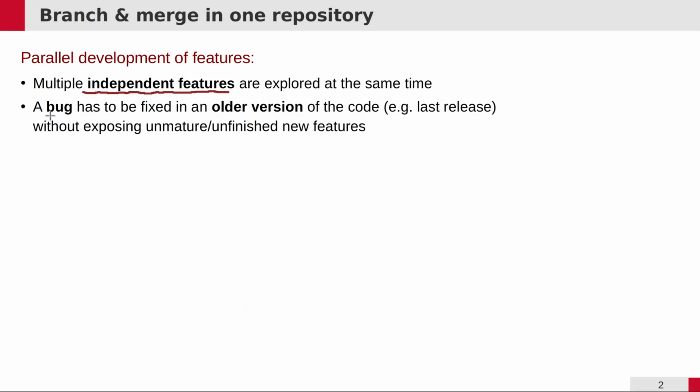Another scenario is if you find a bug which you would like to fix, and it turns out the bug is in an older version of the code, and you would like to release a fix, but you don't want to release all the changes which you did since then, because maybe those are features which you do not want to release to the public yet. Then again, you can use a branch from the old position to make the fix.